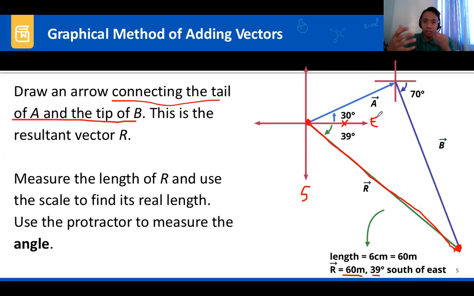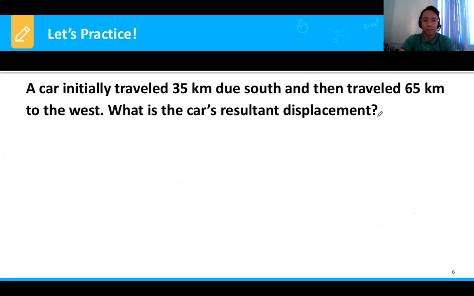So we just did a quick review about this one, and let us try to do this. A car initially traveled 35 kilometers due south and then traveled 65 kilometers to the west. What is the car's resultant displacement? I will change my camera first.